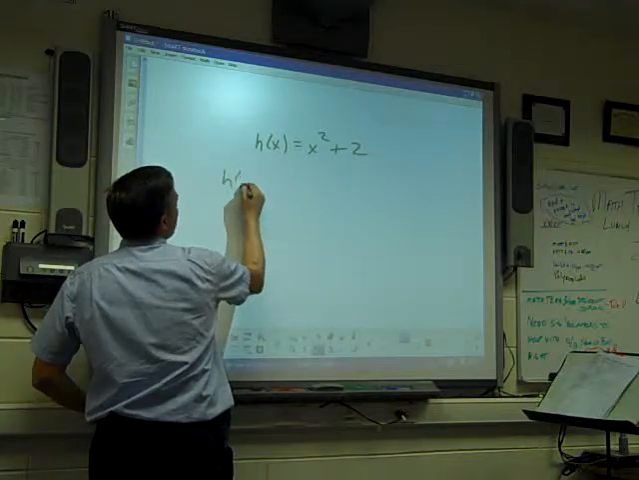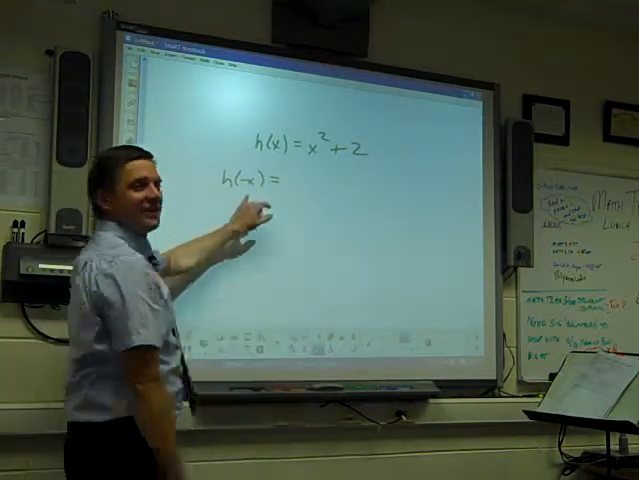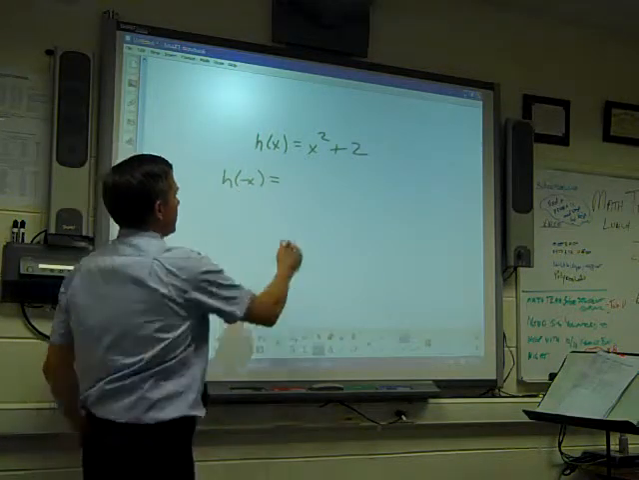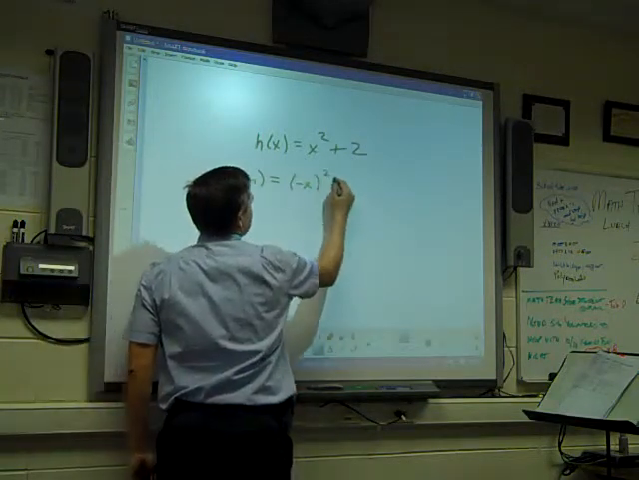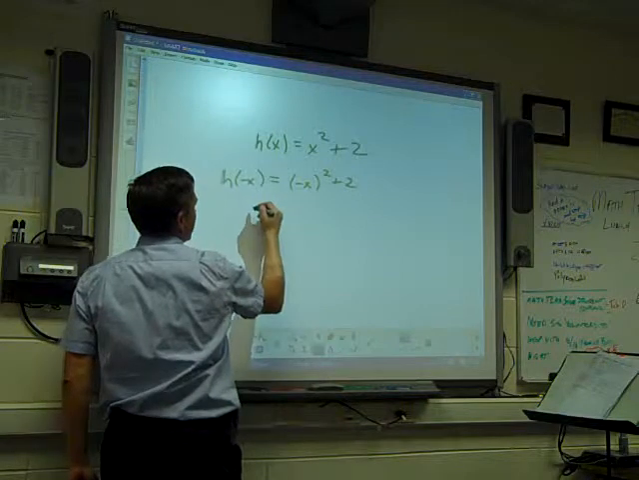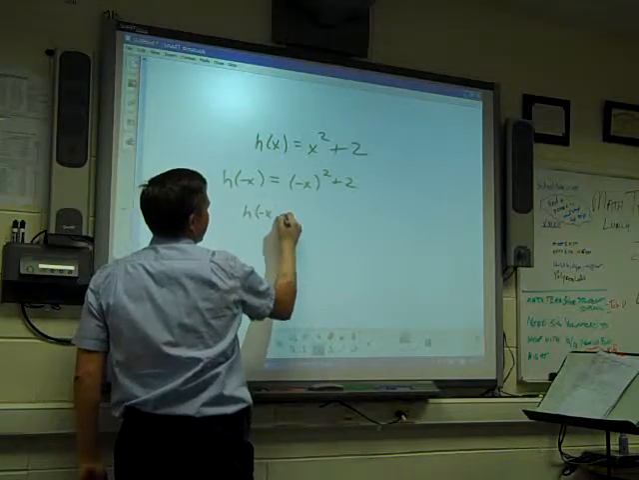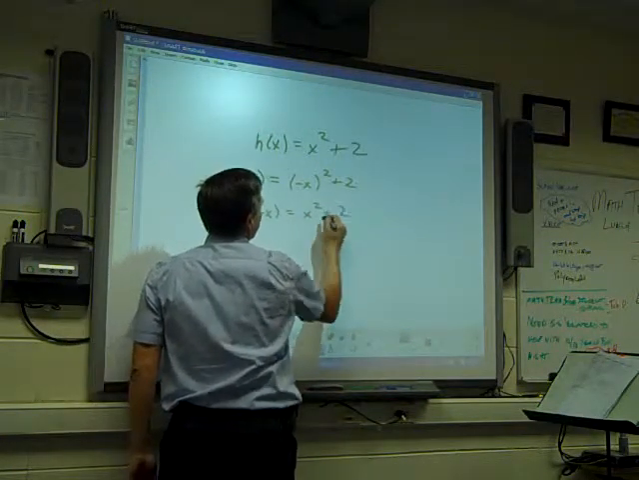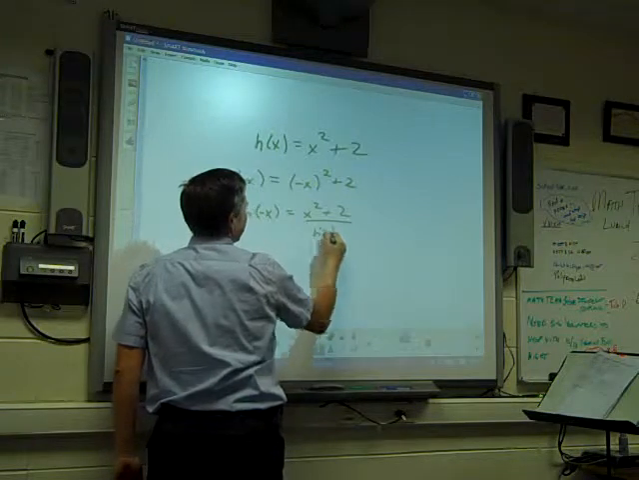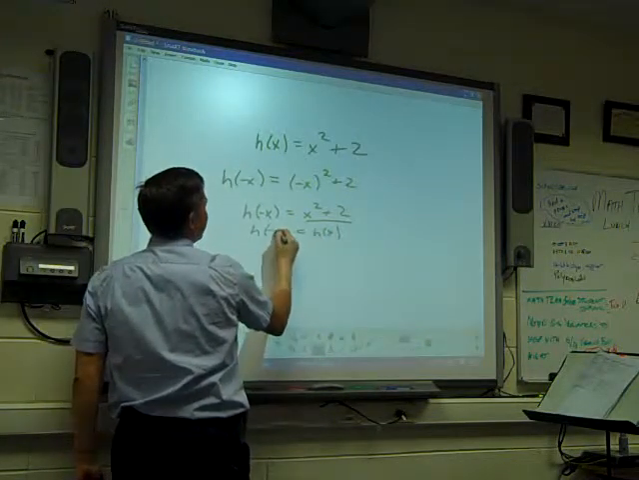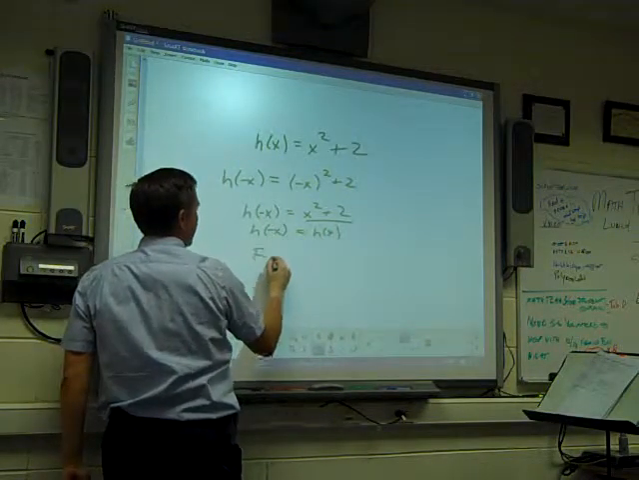All right, let's check it with our rule. Substitute in negative x. You substitute in negative x squared plus 2. What happens to a negative squared? Positive. Do you guys agree this is h of x? Yes. There, look at that. It is even.